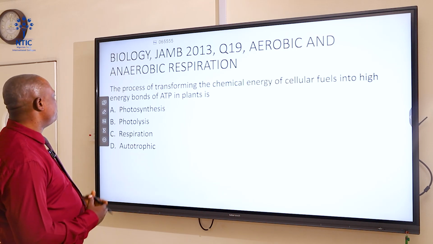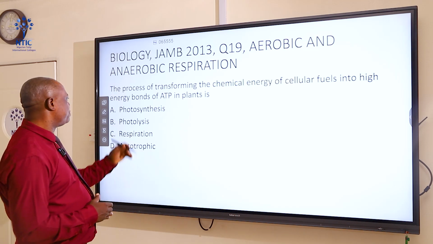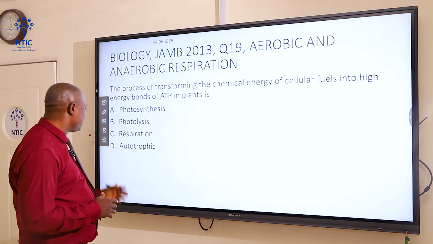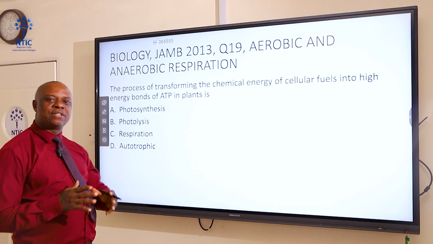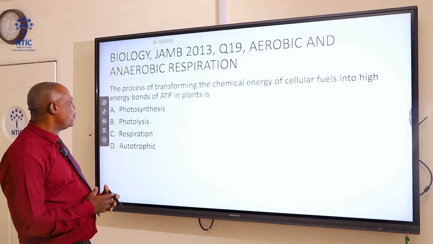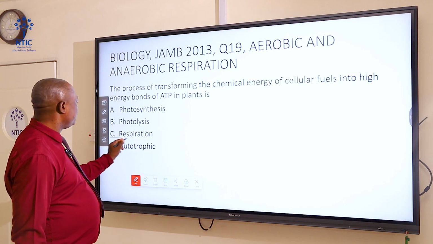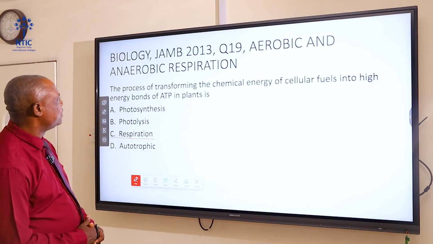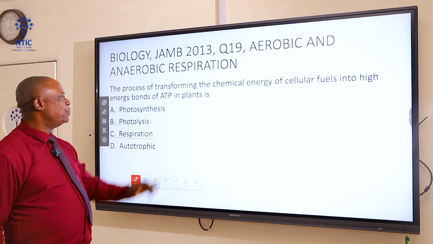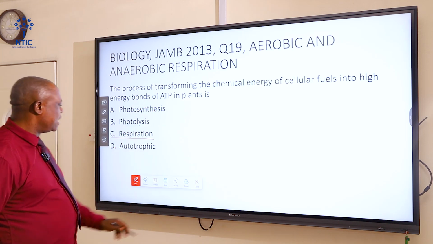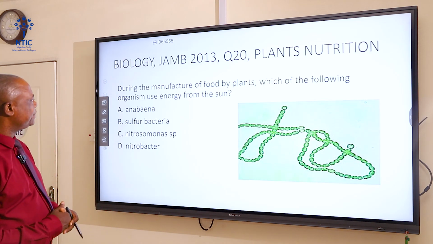Respiration is the breaking down of the food substances in the cell to produce energy in form of ATP. Autotrophic nutrition or autotroph is a way by which organisms produce their own food. Therefore, in this question, option C is the answer. It's only respiration that helps in producing ATP in both plants and animals. The next question, question number 20.